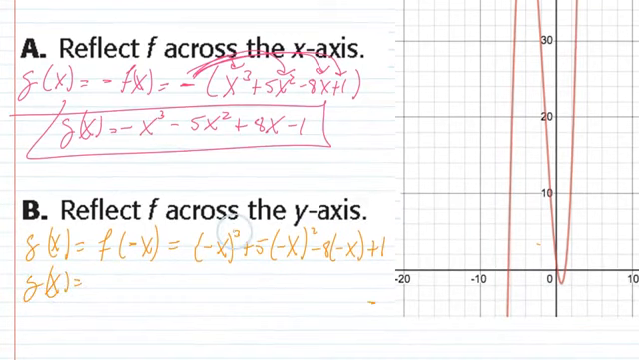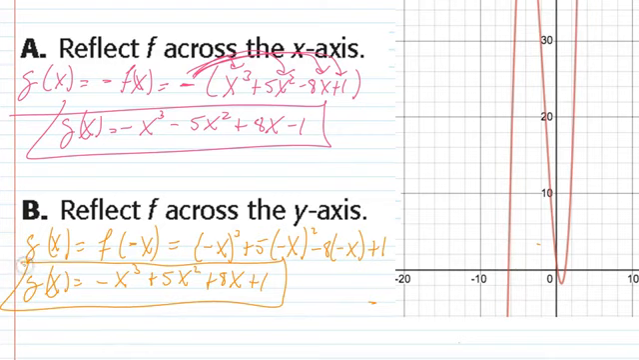Negative cubed, a negative times a negative times a negative is still negative, so we get negative x cubed. Negative squared is a positive, so that didn't change. Here I have negative 8 times negative x gives you a positive 8x, and the plus 1 didn't change. So that would be a reflection across the y-axis.